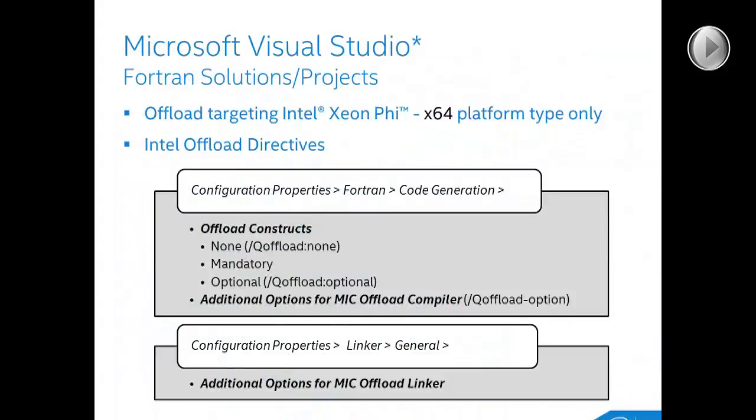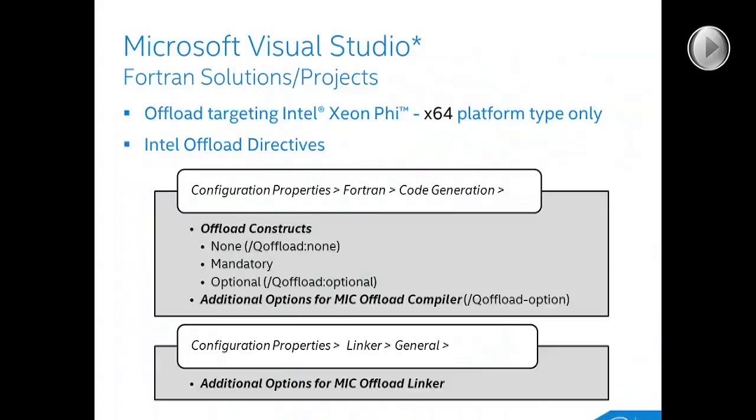I want to take a little bit closer look at the actual property settings. Now, this is specific to the Intel implementation of the offload model. These property settings will only be visible when you're under your x64 platform type, so they're not visible to the Win32 platform. So for the Intel offload directives, you can control the behavior or recognition of those using a new property setting that's under the Fortran code generation collection. It's known as Offload Constructs. The default for the Intel offload directives is this mandatory behavior that I've described earlier.